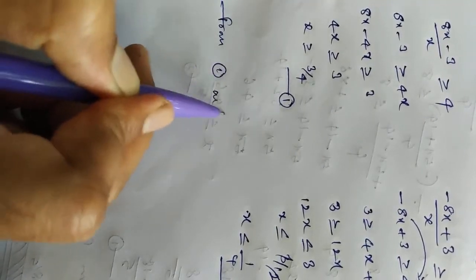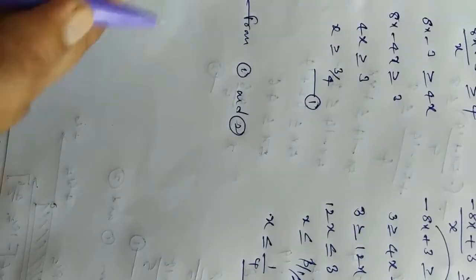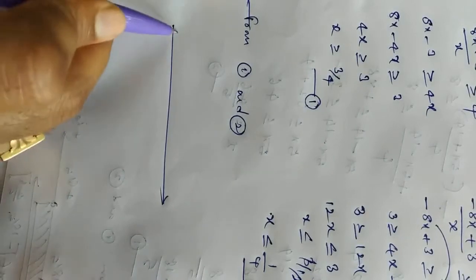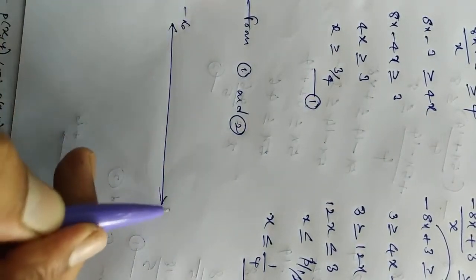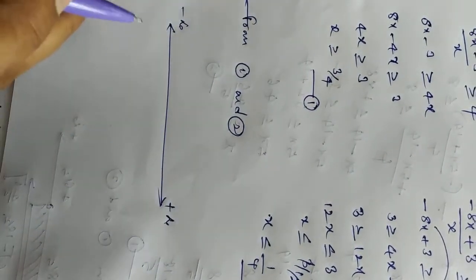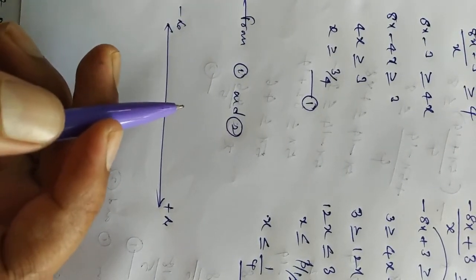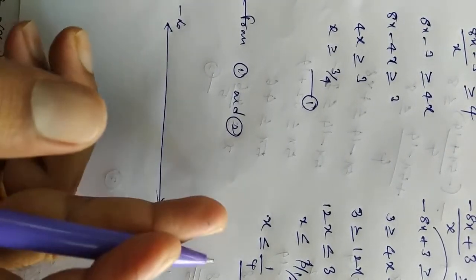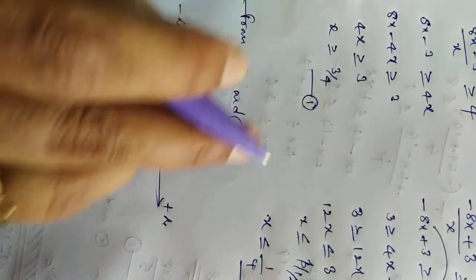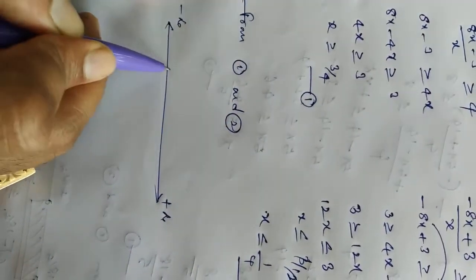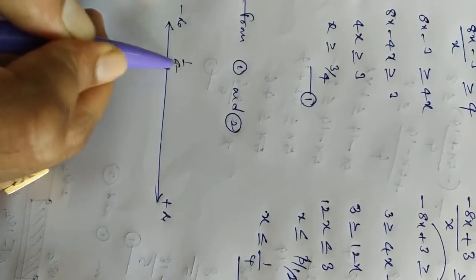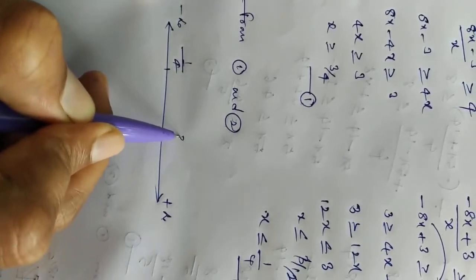From 1 and 2, draw a number line. This is the number line, minus infinity and plus infinity. Take the x values in ascending order. Ascending order means what? This is the greater value, this is the smaller value. So this is 1/4 and this is 3/4.